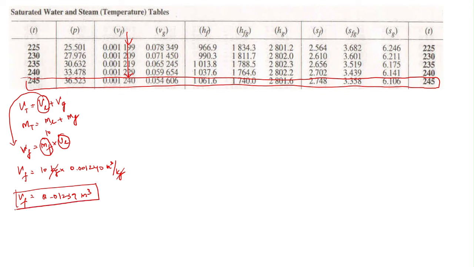Then Vf you are fine. So what about the remaining parameter? Then you find Vg. How can we find Vg? Vg is equal to total volume minus the volume of liquid.